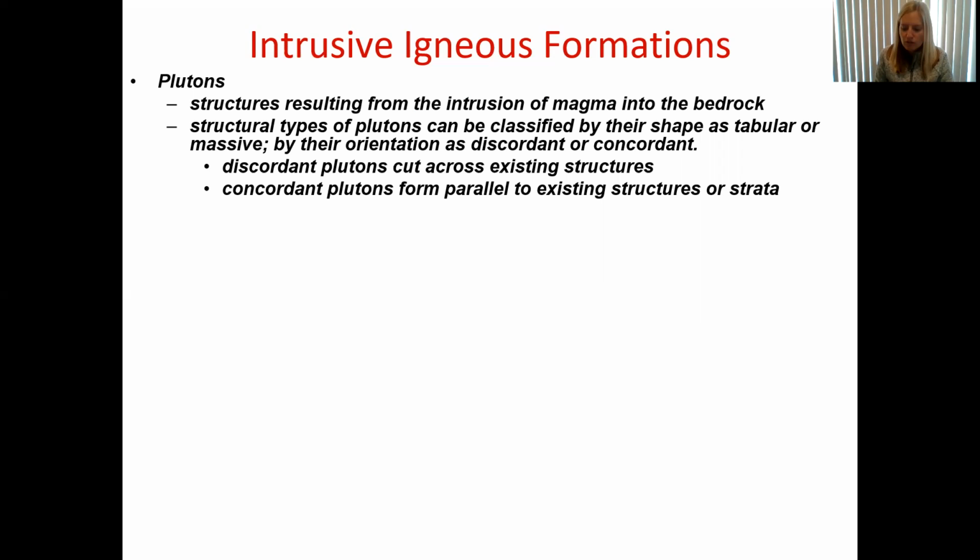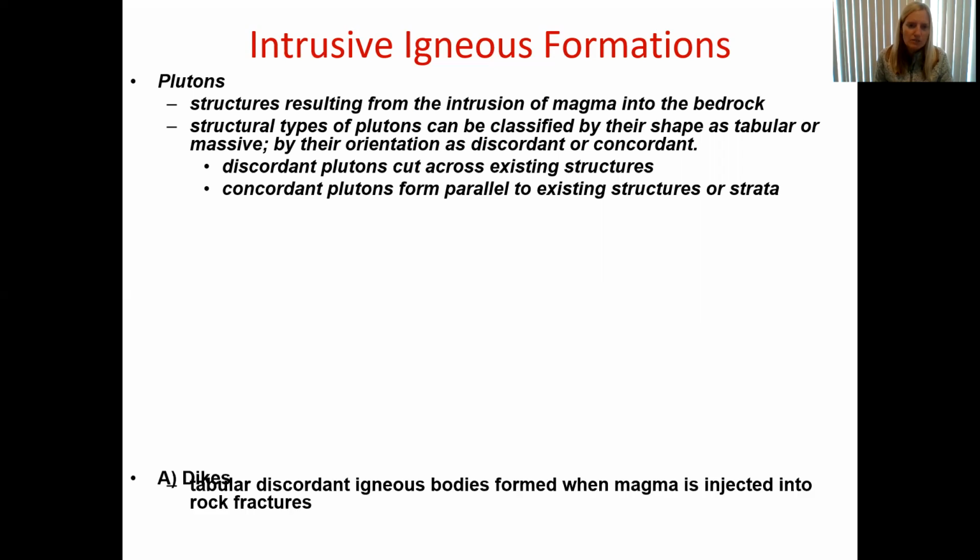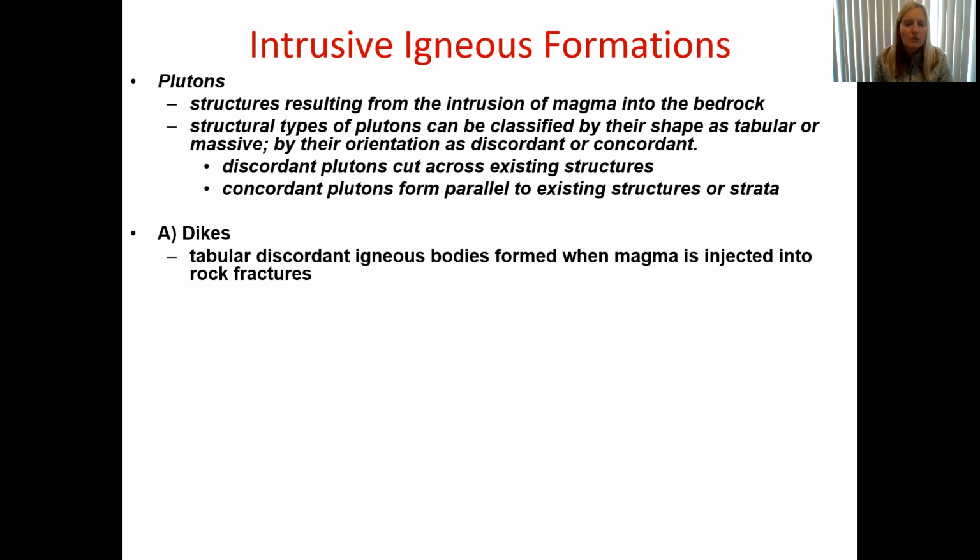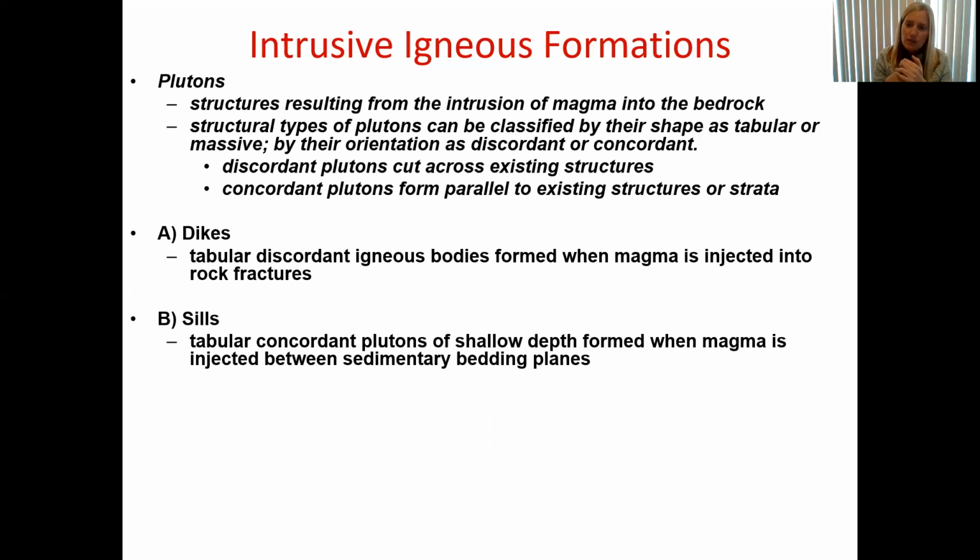So we're going to have four main types of plutons. The first one is called a dike. It's going to be tabular, so not massive, right? Not very big comparatively, but it's also going to be discordant, so it's going to be able to cut across any of those existing layers. And then our sibling to a dike is called a sill. It's also tabular, so not very big, but it's going to be concordant, so it will be in line with those original layers.